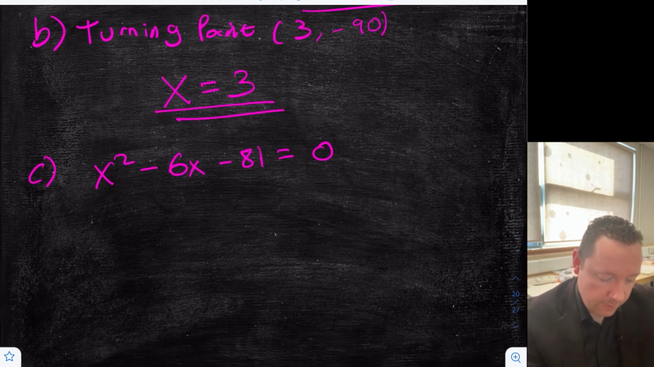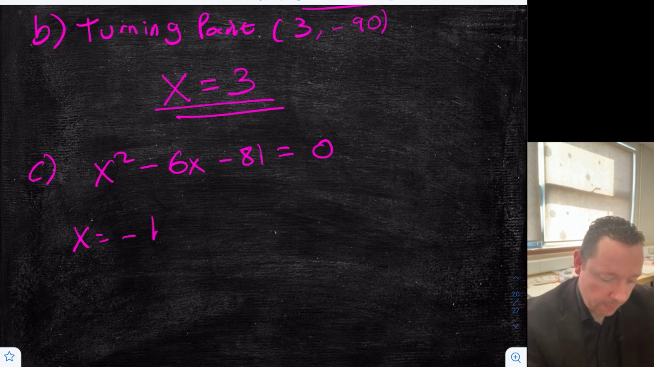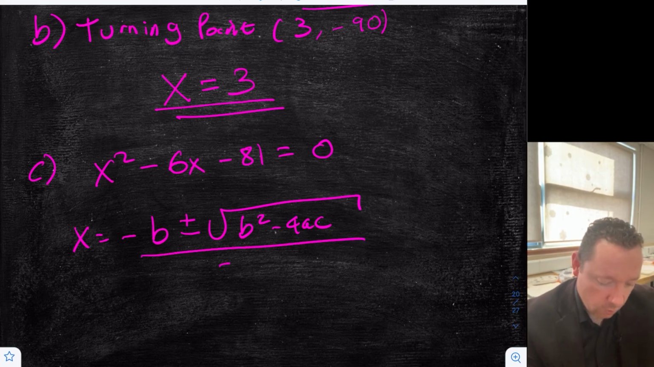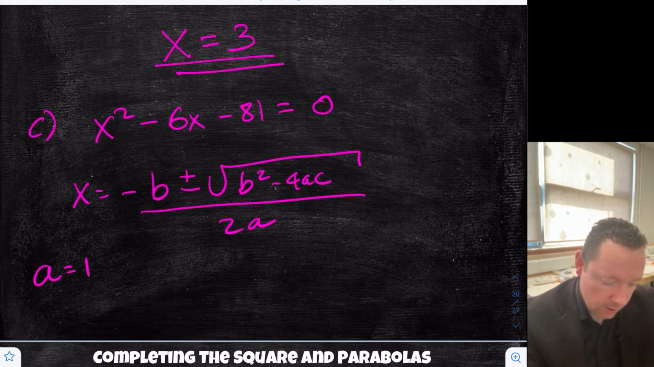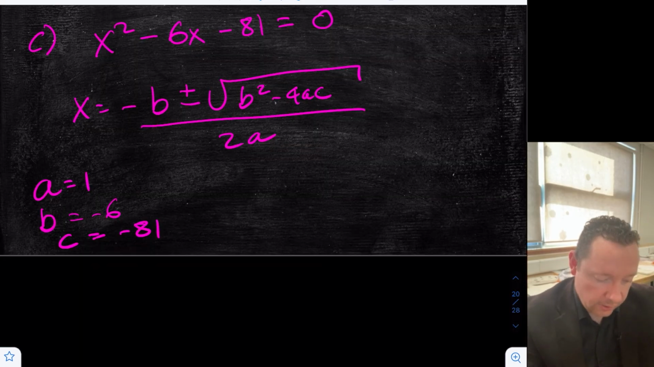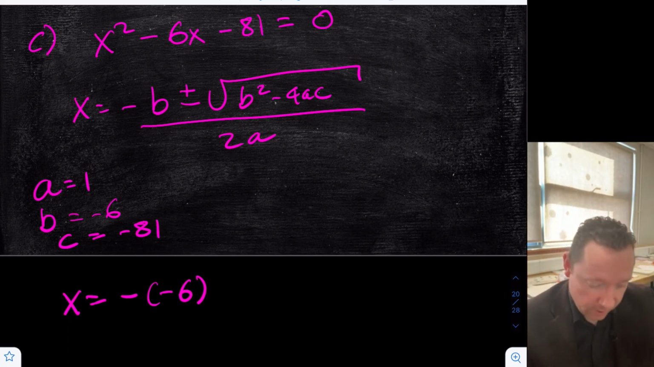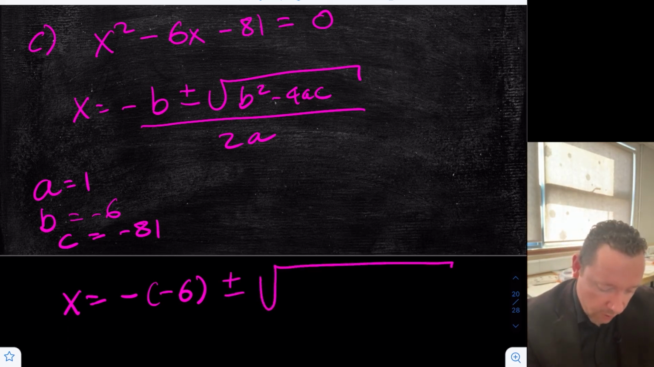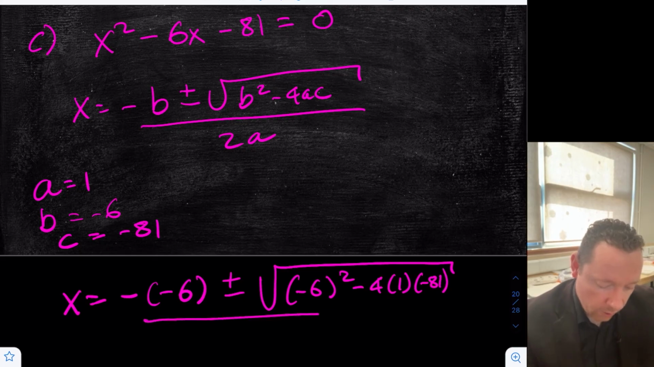If we look at the start of the exam paper, it says that x equals minus b plus or minus the square root of b squared minus 4ac all over 2a. That's the quadratic formula. So our a equals 1, the number in front of x squared, our b equals minus 6, and our c equals minus 81. x equals minus 6, watch there's a minus and a minus there, plus or minus the square root of minus 6 squared minus 4 times 1 times minus 81, all over 2 times 1.